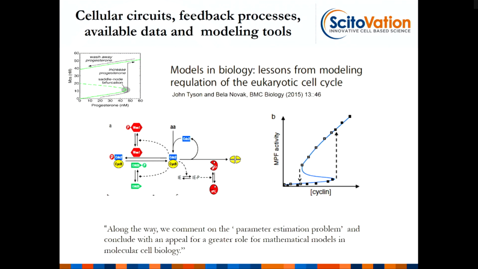And this is from John Tyson, and he did a wonderful article called Buzzers and Clickers, oh my, or something like this, where he talked about the underlying biology that gives rise to circuitry characteristics in cells, and has studied the cell cycle, and that's one of his diagrams of cell cycle activity. And it's a parameter estimation problem, and he concluded with the appeal for a greater role of mathematical models in molecular biology. I think there's a greater role for models of how cells respond and how we do risk assessment.